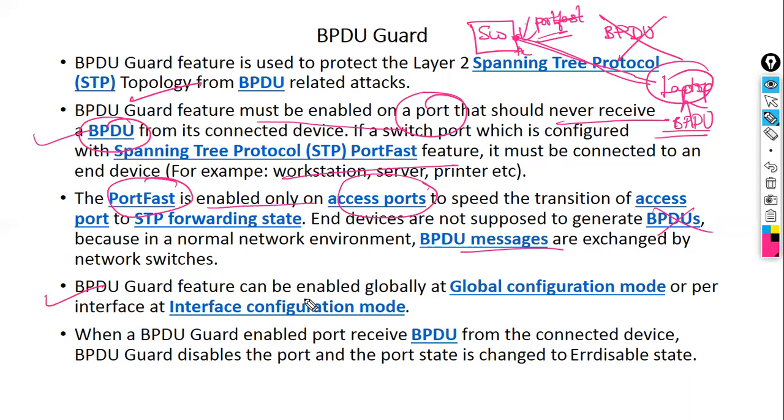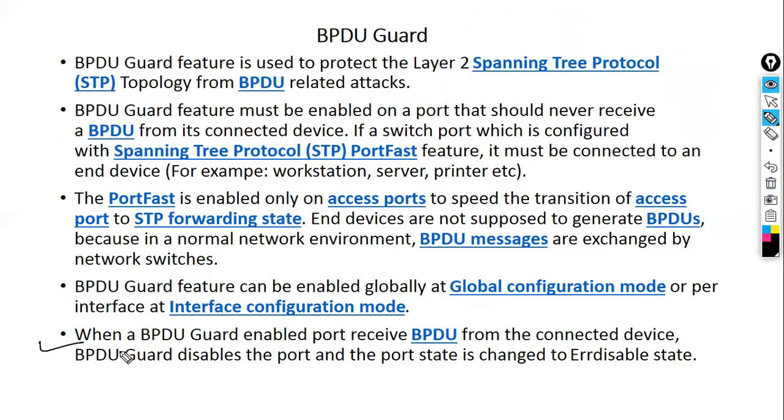And the BPDU guard feature can be enabled globally. That means we can enable it on all the interfaces on the switch using global configuration mode. But in case you just want to enable it on certain port numbers, let's assume that you have FastEthernet 1 or 2 and so on, you can enable this feature per interface, that is on individual ports. And finally, when a BPDU guard enabled port receives BPDUs from the connected device, BPDU guard disables the port, and the port status is changed to error disabled.